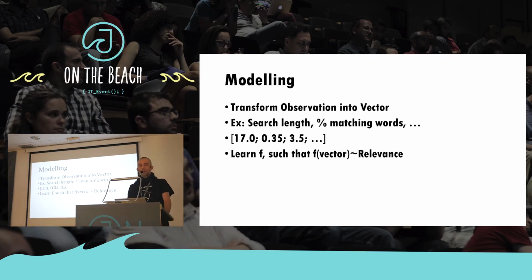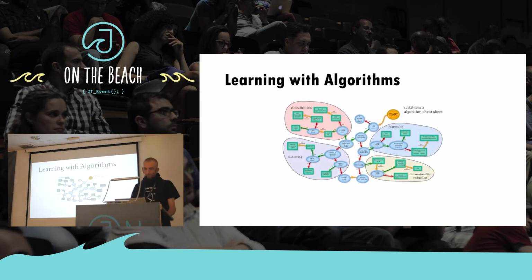Very briefly, on the modeling side, what you're trying to do is take an observation and make it into a vector. For instance, on Kaggle, on the Home Depot problem, we have observations which are 2 strings. So we could start extracting numbers like how long is the search string, how many words do we have, all sorts of things. We're trying to transform strings into vectors. And what we try to do is to learn a function f, such that if I give a vector to f, I get something which is as close as possible to the relevance.